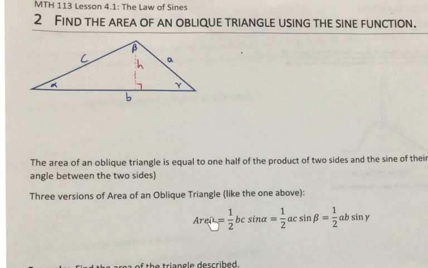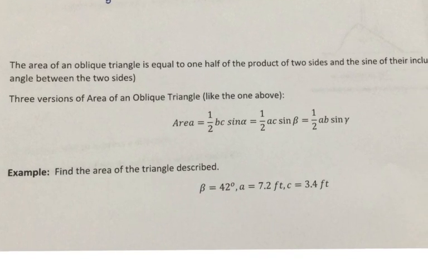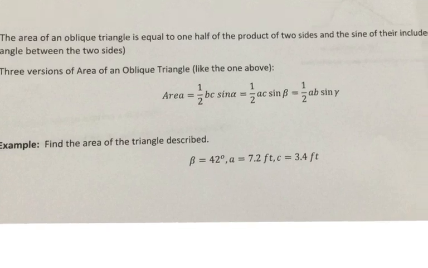So that's why there are three different formulas here. But they're all just saying the same thing. If you know B and C, then you need the angle between them, which is A. So it's 1/2 BC sine A. Or if you know A and C, the angle between them is beta. And if you know A and B, the angle between them is gamma. But it's all those formulas we talked about yesterday, so no big thing.